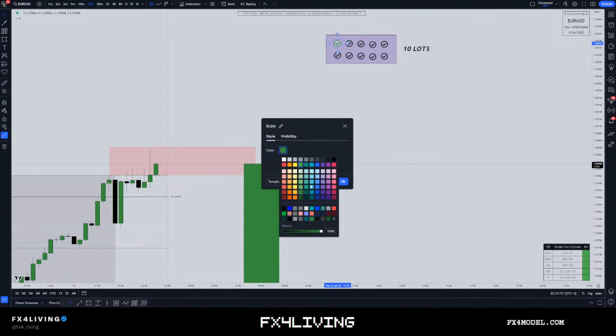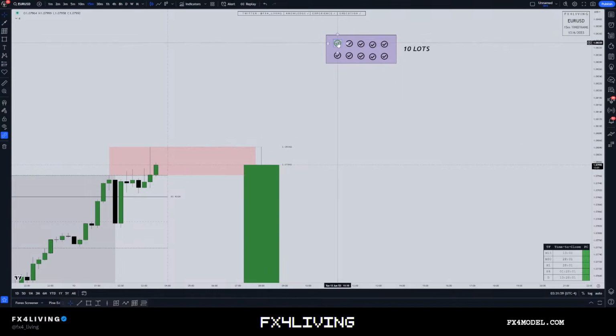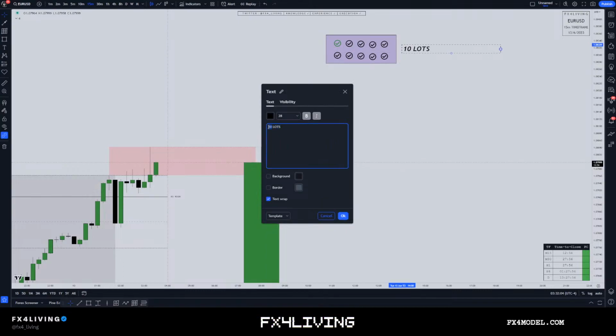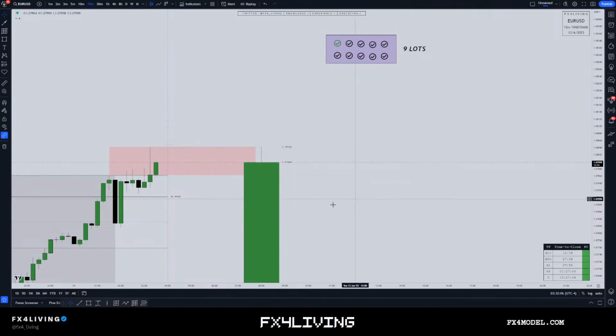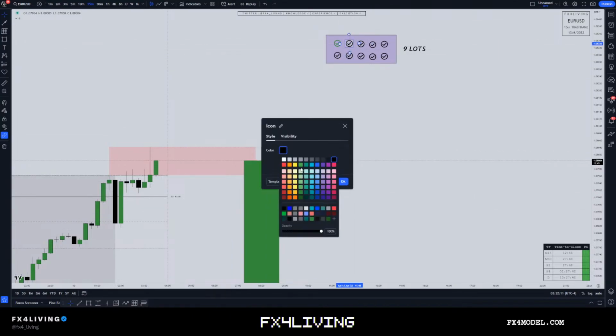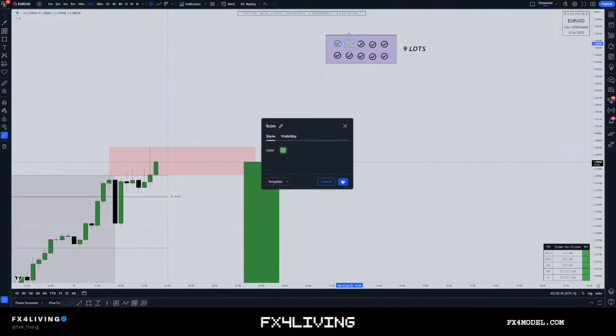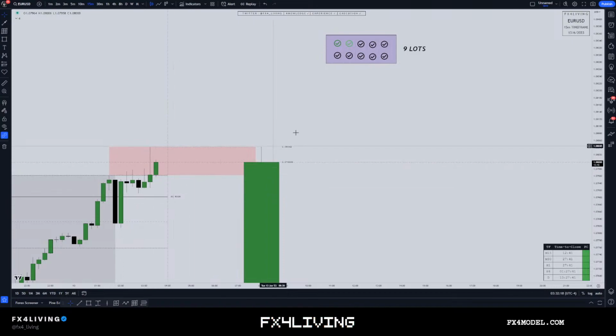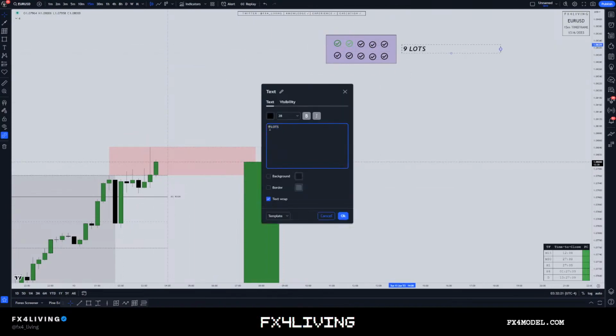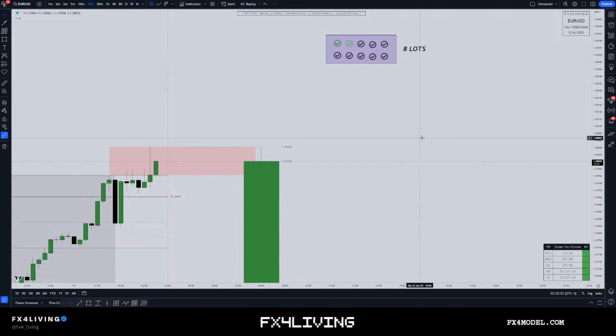I'm taking one block, so I'll close one lot. So I'm at 9 lot now. If price continues going down, perfect, I'm taking more profit still. And that's how you become profitable eventually, taking profit all the time. Look, I've closed 2 lot already. And eventually when the price goes back down, I close more and I close more and I close more.